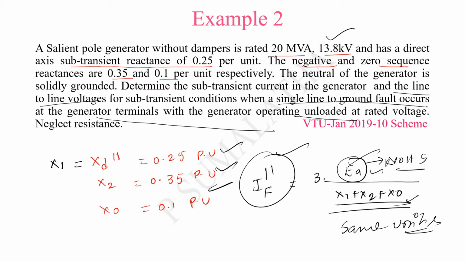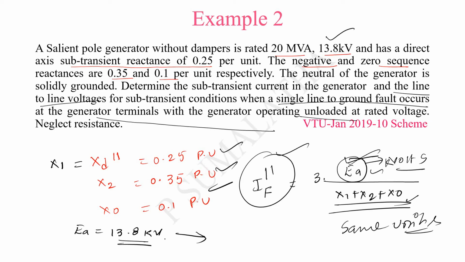Now, which one should we preferably consider? Whether we convert the reactances to ohms, or convert the voltage to per unit, depends on the problem. If they have asked you only to find the fault current, that is easy for us, because if you convert this voltage alone to per unit, that is sufficient. We know the voltage Ea is equal to 13.8 kV. This is a rated voltage.